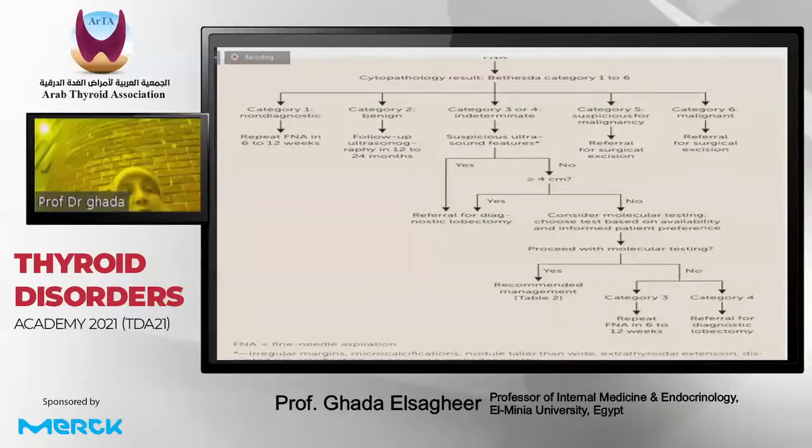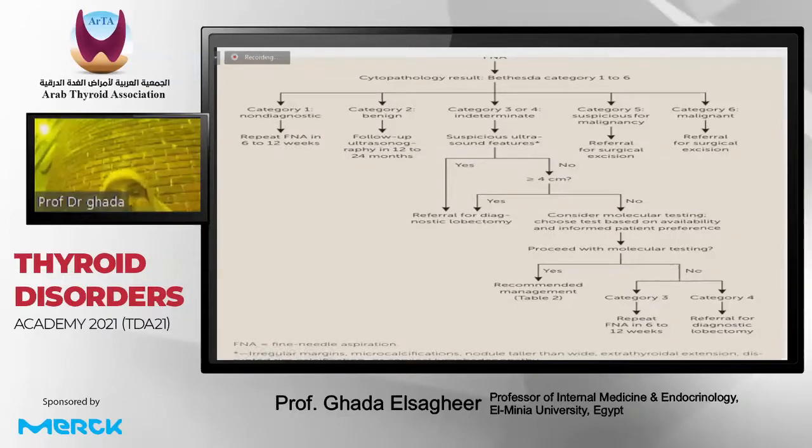If you are in category 1, non-diagnostic, repeat FNA within 6 to 12 weeks. Even in category 2, benign, do follow-up ultrasonography in 12 to 24 months. Category 5 and category 6, surgery, and the dilemma again is in category 3 and category 4. If we have an indeterminate nodule, as we said before, refer back again to the ultrasound finding. If there are suspicious criteria on the ultrasound, refer to diagnostic lobectomy. Also, if the size is more than 4 centimeters, again refer to lobectomy.